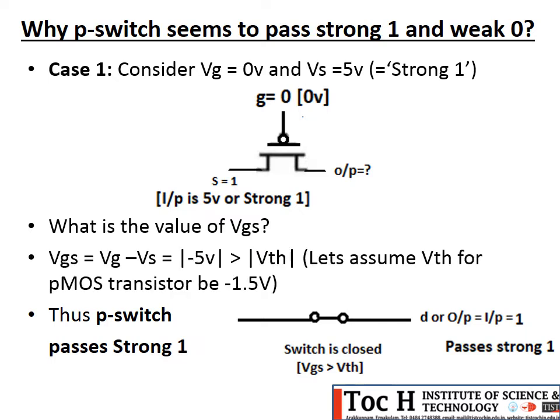What is the value of Vgs? Vgs is 0 minus 5, that is minus 5 volt. So minus 5 volt, when we compare, if we assume the threshold voltage of PMOS transistor is minus 1.5 volt, it is actually more negative than the actual threshold voltage. So the switch will get closed, and hence P switch will pass its input to its output, and here the input is the strong 1. So that's why it says that P switch passes strong 1.